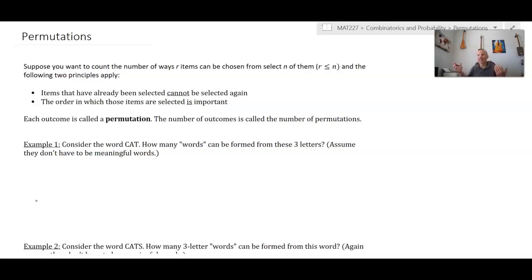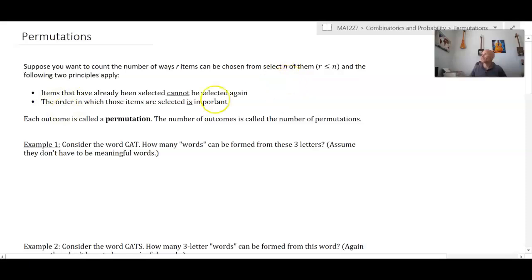Well, the most that I could select is all of them. I can't select more than there are items. I can't select more than n, but I could select as few as 0 and as many as n. So this is our little stipulation on that. And also, let's say the following two principles apply. First of all, items that have already been selected cannot be selected again.